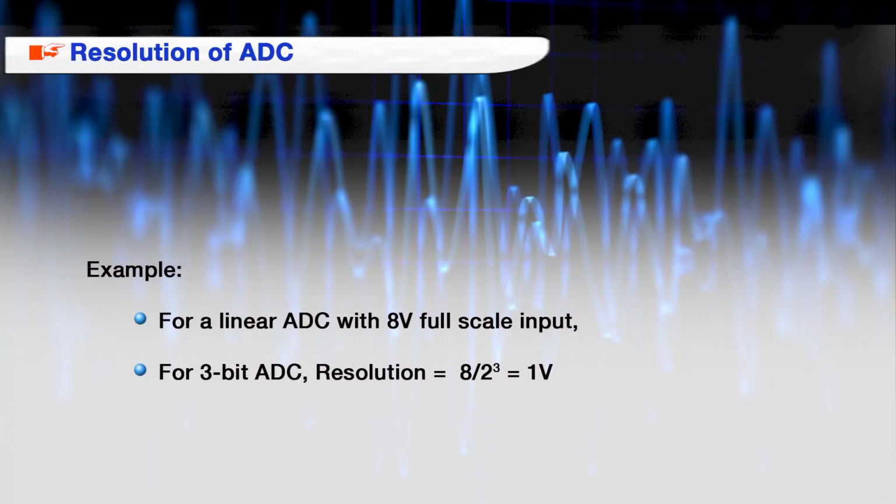Let us understand with an example. We have a 3-bit ADC with full scale range of 8 volt. This will give resolution 8 by 2 to the power 3, that is 1 volt. Now if we change the full scale range to 4 volt, then the resolution will become 4 by 2 to the power 3, that is 0.5 volt. So we can improve resolution by changing value of FSR also.